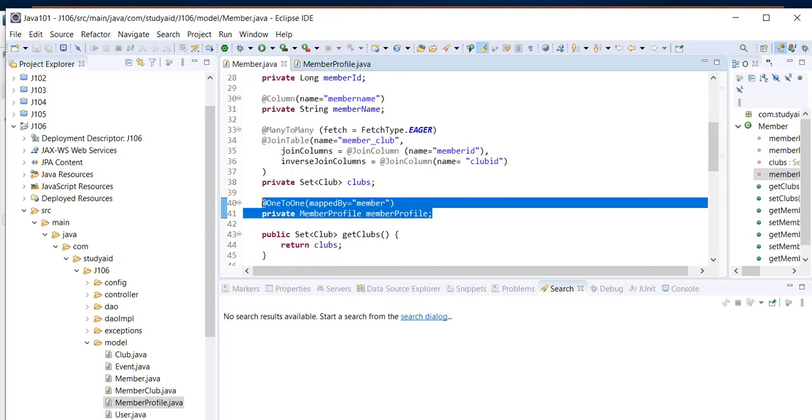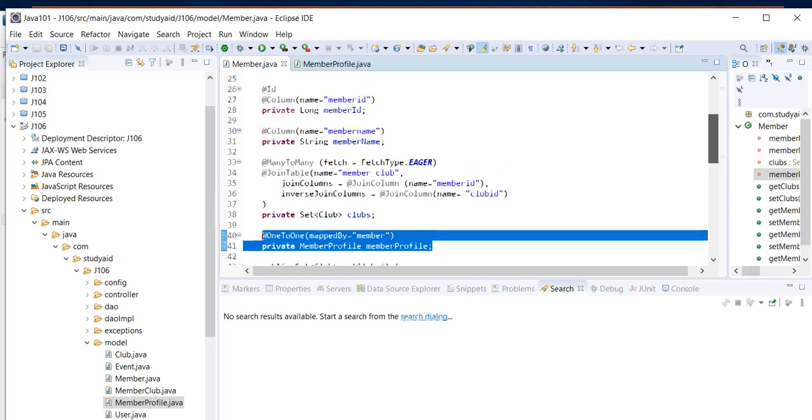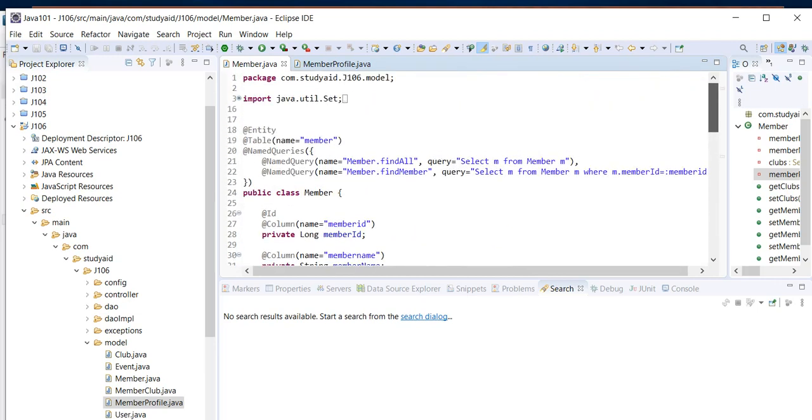And of course this is what? This is the entity annotation, and table is member. Okay, so that's all about the one-to-one relationship, and we'll see into the actual code, I mean, in the operation, like how it looks like. You can see some other annotations over here, but we are going to cover those later on.